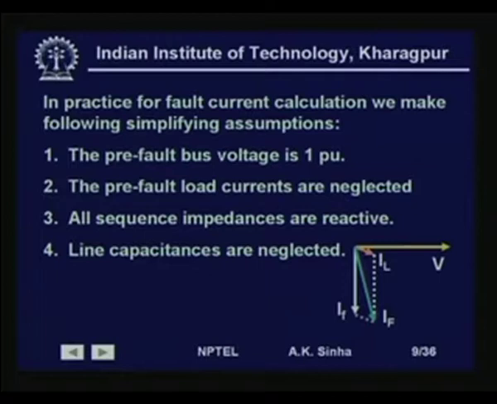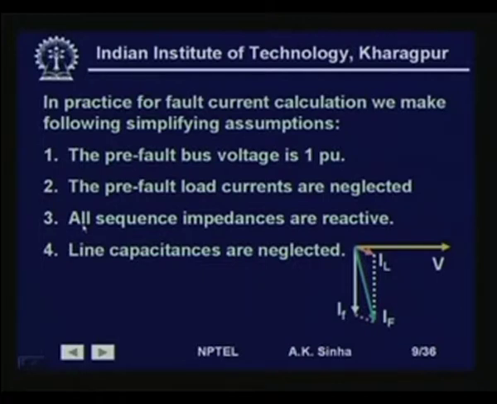In fact, if the fault current is, say, about 8 to 10 times larger than the load current, then the error that we get in case of neglecting this load current is only of the order of 1% or so. Therefore, in most of the cases, we do make this assumption that load current can be neglected, that is, system is working unloaded before the fault. So, pre-fault load currents are neglected.